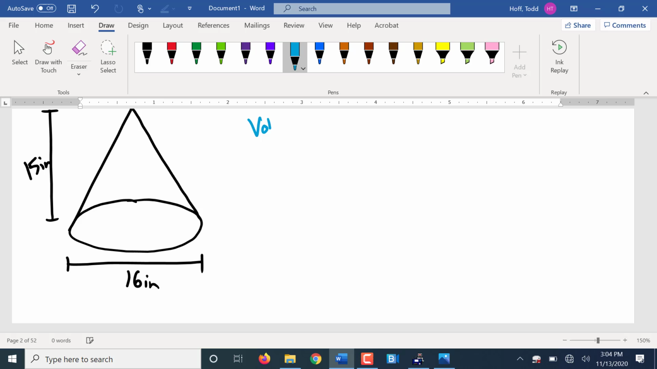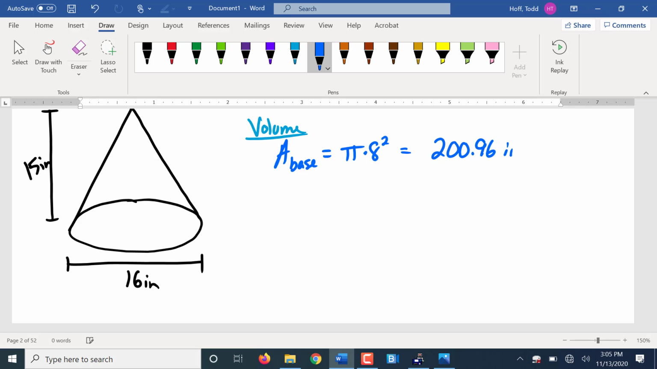So for volume, tell me where to start. Area of the base, good. That will be pi r squared. So my radius will be 8. So pi times 8 squared is going to give us 200.96 square inches. What's our next step for volume?